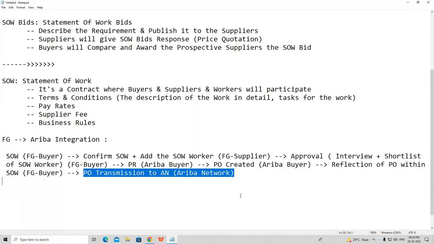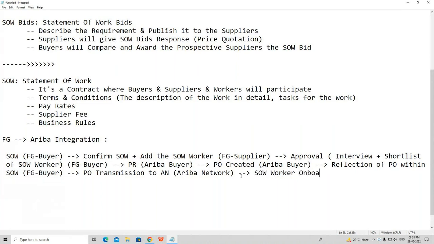Now, of course, please don't think that after this PO confirmation, ASN will happen. No, nothing will happen. Supplier has the PO. That's it. Now, what will happen? SOW worker onboarding, we are once again in the FG worker site. Now the SOW worker will create their credentials in Fieldglass. Why? Because they have been selected and the PO has been generated. Once this FG worker creates their credentials, they will start working.